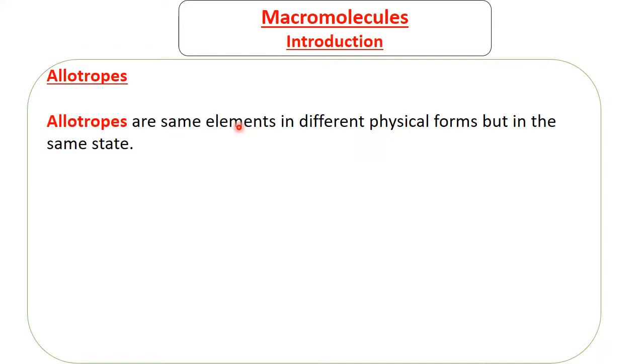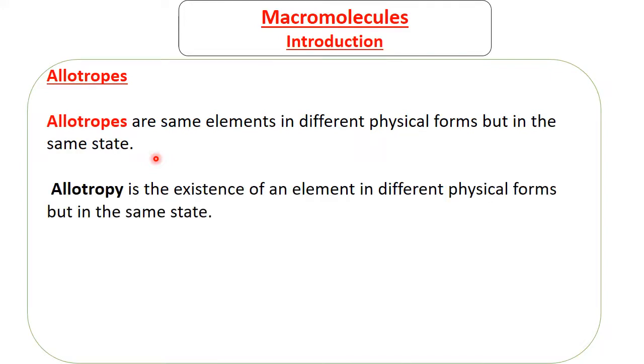So for example, it can be carbon, so you can have two carbons which are the same element but they are in different physical forms. So you can have one carbon and another carbon. They are all carbons but they are in different physical forms but in the same state. They can all be solids, but they don't look the same, even though they are solids and they are all carbon. Such elements are said to be allotropes. Each of them is an allotrope of the other, or of the original element. So allotropy is the existence of an element in different physical forms but in the same state.